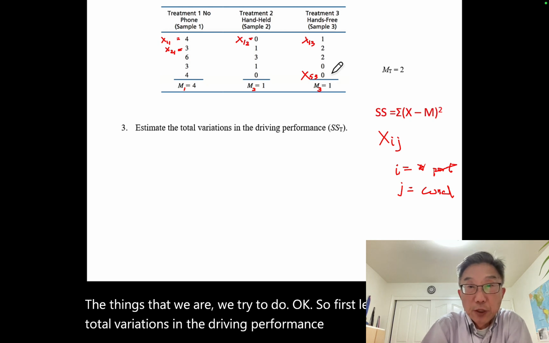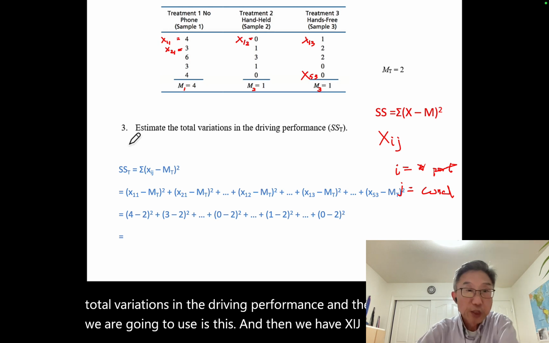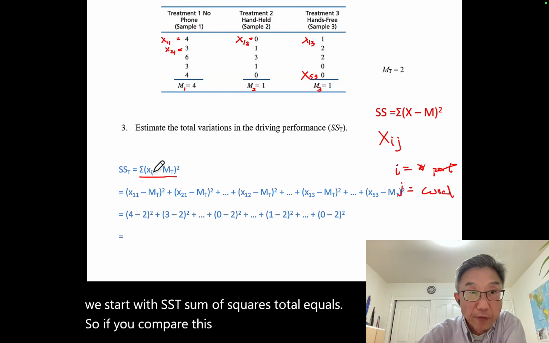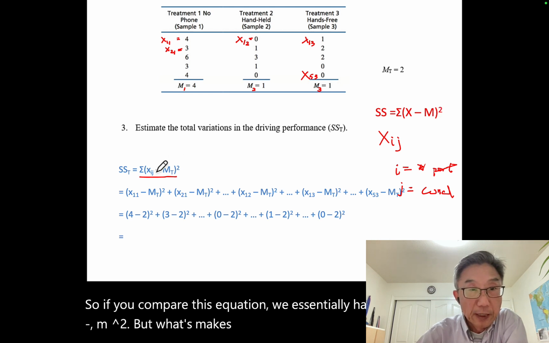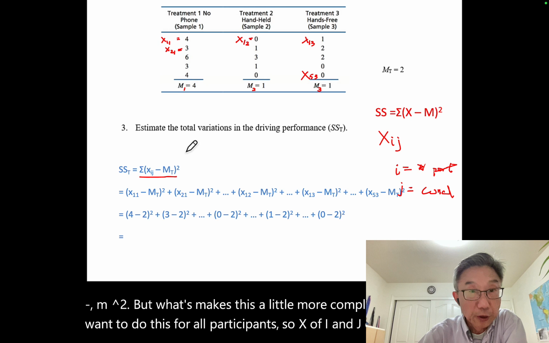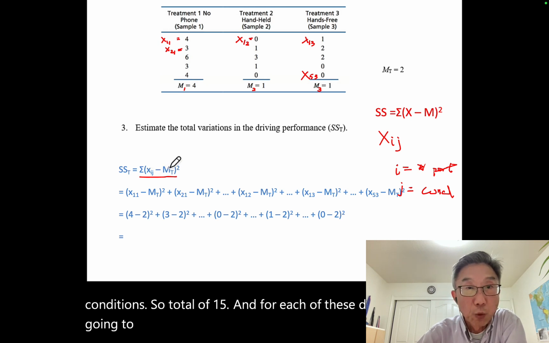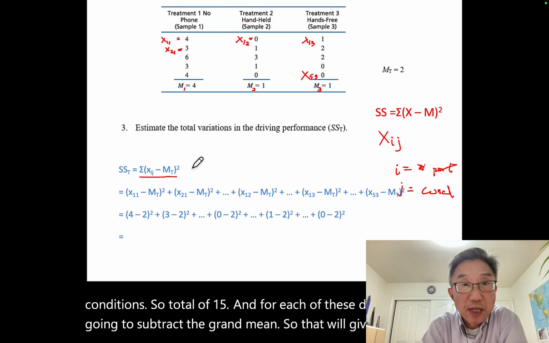And the basic equation we're going to use is this. And then we have xij. So the equation we start with, SST, sum of squares total, equals. If you compare this equation, we essentially have x minus m squared. But what makes this a little more complicated is that we want to do this for all participants, so x of i and j, all the conditions. So a total of 15. And for each of these data points, we're going to subtract the grand mean. That will give us the estimate of total sum of squares.